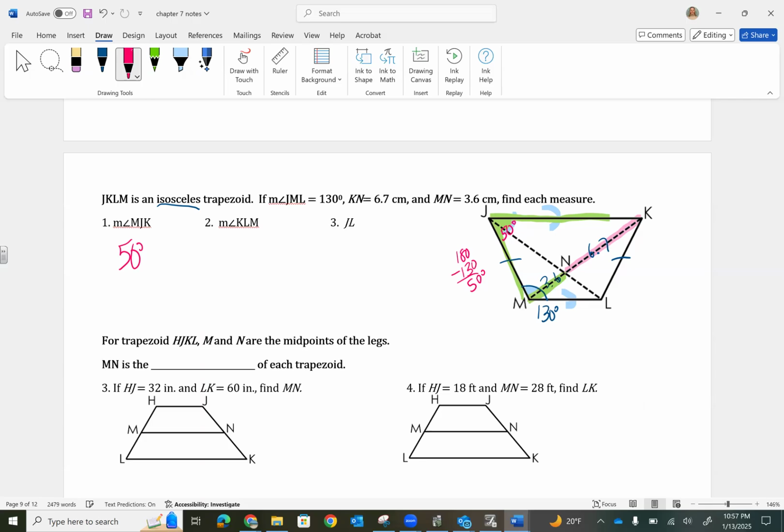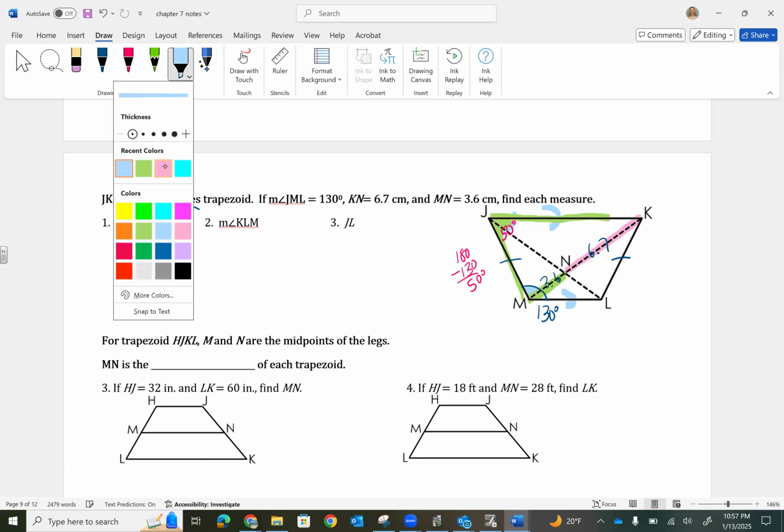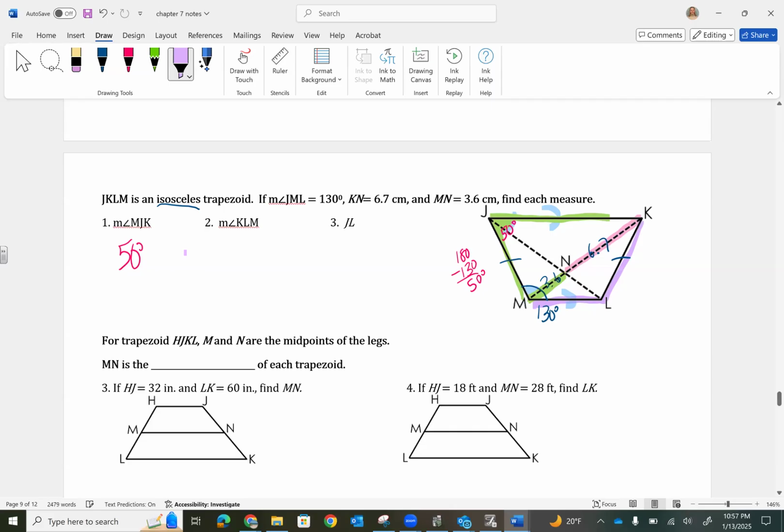And we want KLM. So let's find that one. Let's do from K to L to M. That's going to be right here, and that will be 130 as well, because this is isosceles. If these two sides are congruent, then these two base angles will be congruent to each other. And then the top two angles will also be congruent to each other. So this is going to be 130 degrees.